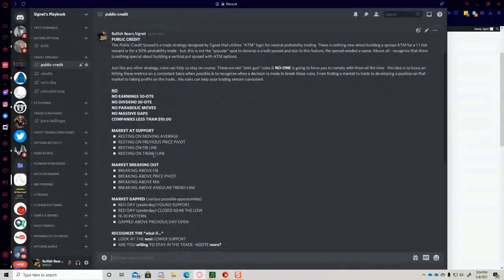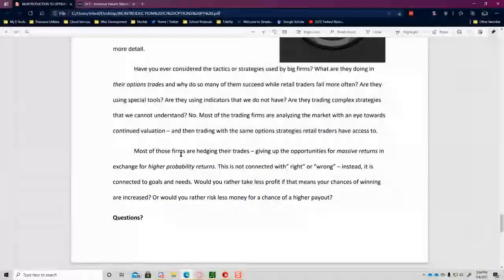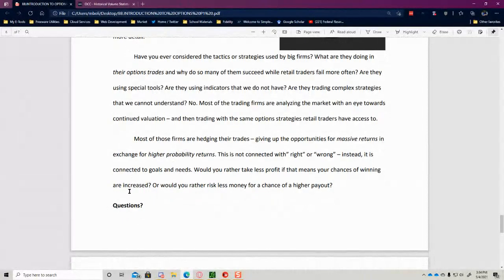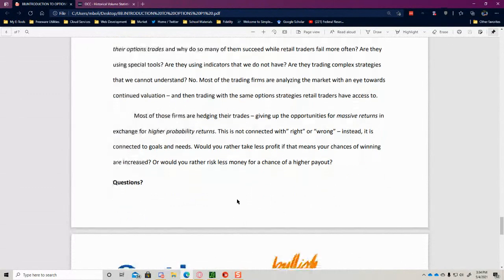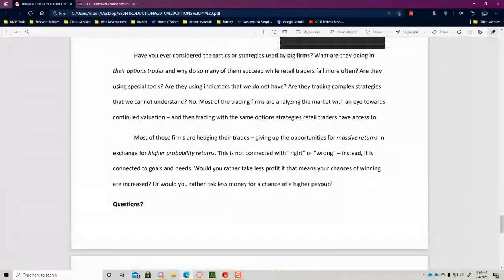So take the time to try to find that edge in your trades all the time, no matter what kind of trade it is, but especially in options. Any questions on that before I go on to the next one?